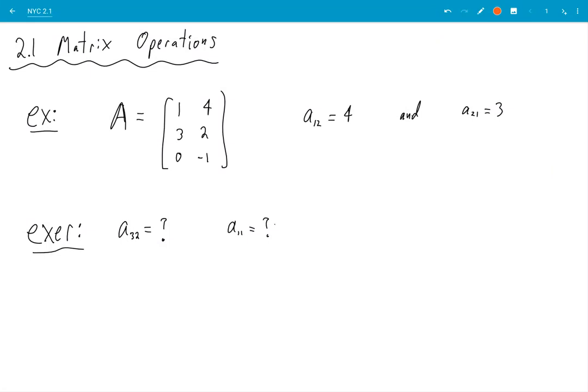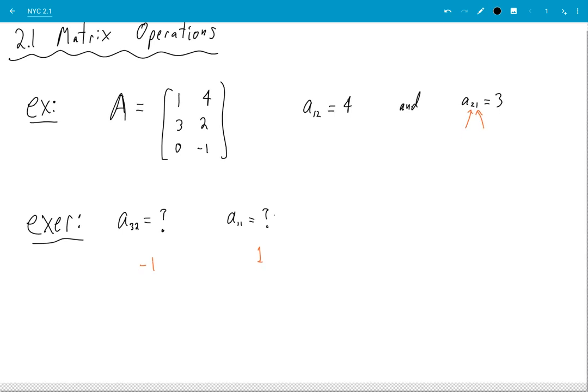Okay, so the idea is that this number is the row number, and then this number here is the column number. So for A32, that's third row, so third row, second column. So you have -1 here. And then for 1, you have first row, first column. So you have just the 1 here.